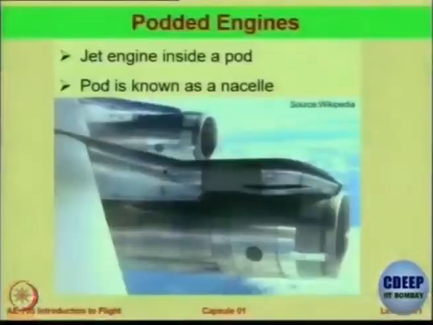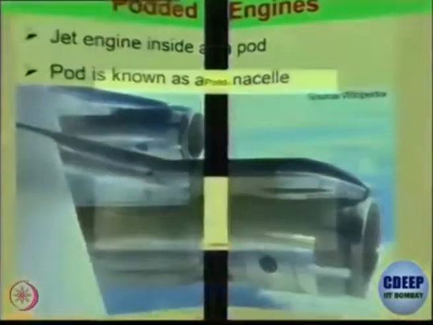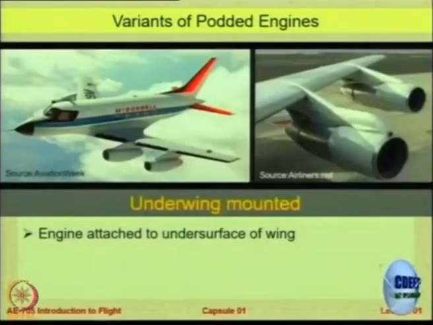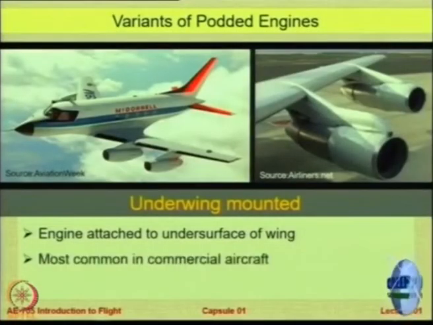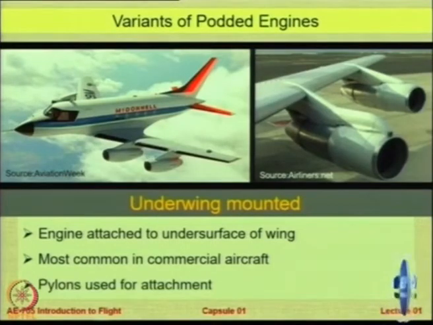Okay, podded engines is basically jet engines inside a pod, which is basically a nacelle, about which we have already spoken. There are many, many variants. You have underwing mounted, which is most common, and the Boeing aircraft company was the first aircraft company to try out these kind of configurations, below the wing podded engines, and they made it work very well from Boeing 707. After that, every jet engine normally has this.